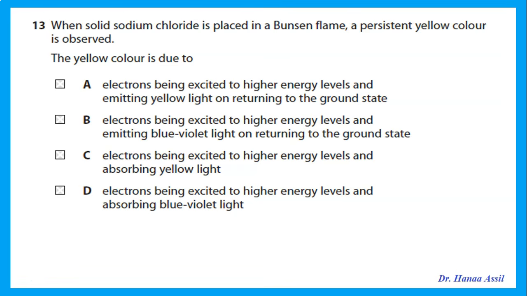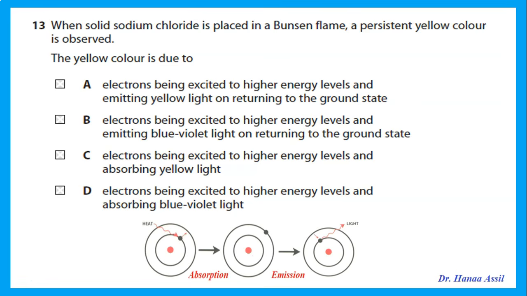When solid sodium chloride is placed in a Bunsen flame, a persistent yellow color is observed. The yellow color is due to what? Remember when we talked about flame tests and we said putting different metal ions in the flame will give different colors. Now why is that? We should remember that we get a color in the flame test because the electron in the atom gains energy and jumps to a higher energy level. That is called an excited state.